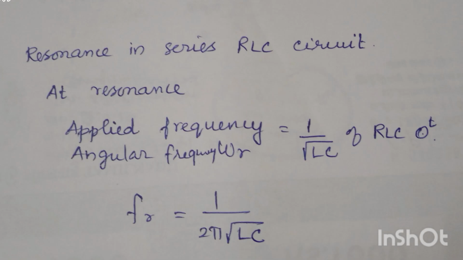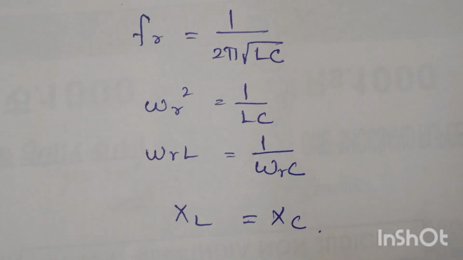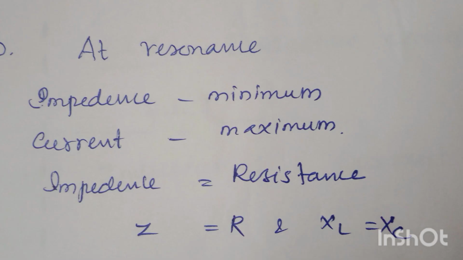Resonance in series RLC circuit. At resonance, applied angular frequency omega r is equal to 1 by root LC of RLC circuit. fr is equal to 1 by 2 pi root of LC. Omega r square is equal to 1 by LC. Therefore, omega r L is equal to 1 by omega r C. XL is equal to XC.